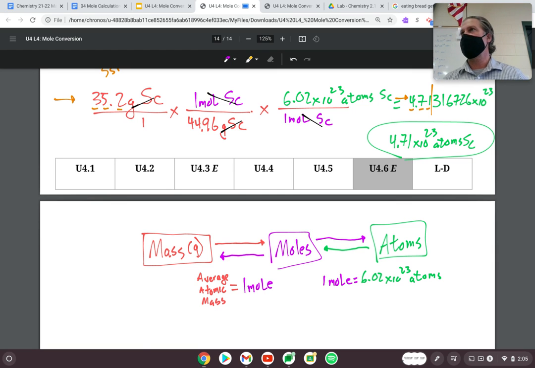Does that make some sense? But if I look at question number 3 on here, it says convert 25.98 grams of tin to atoms. So I would put my finger on grams and my other finger on atoms and see that I have to go mass to moles to atoms. Hopefully that might make a little bit of sense. Any questions about these last few problems that we did in class today?